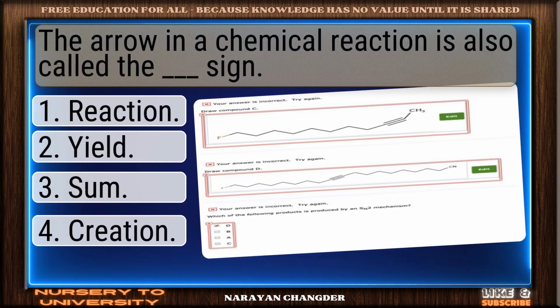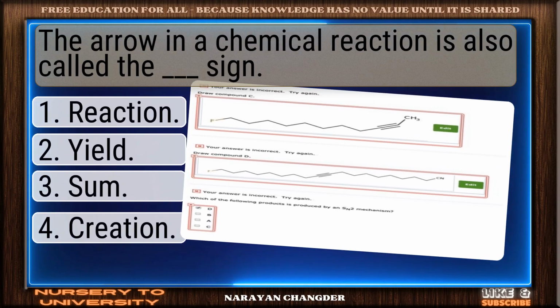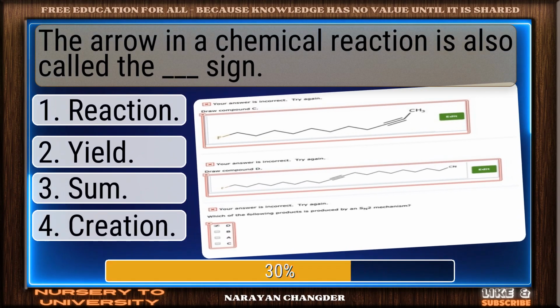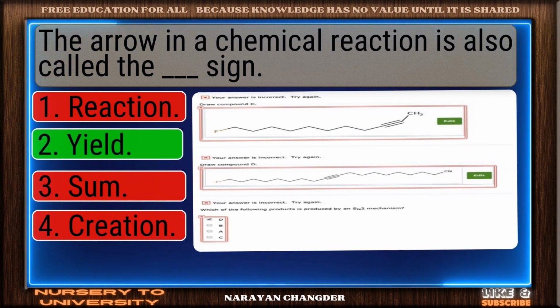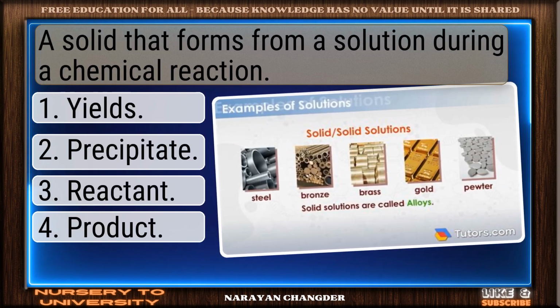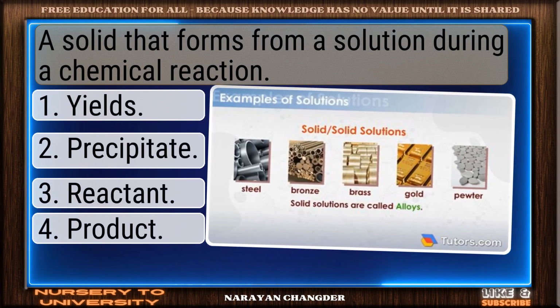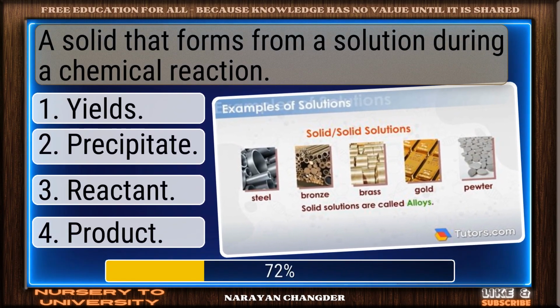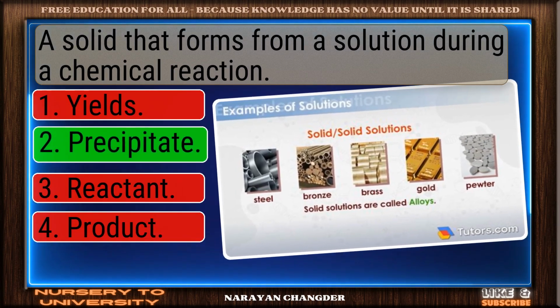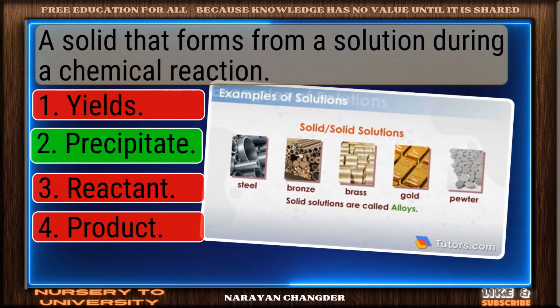The arrow in a chemical reaction is also called the dash sign. Great job. Yield is the accurate answer. A solid that forms from a solution during a chemical reaction. Perfect. Precipitate is the correct choice.